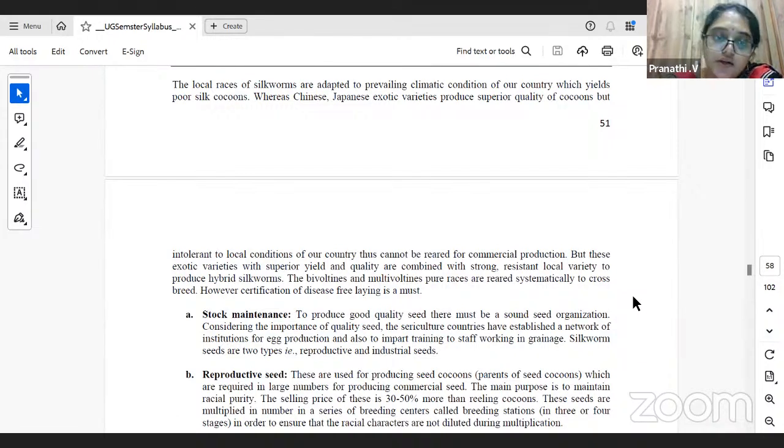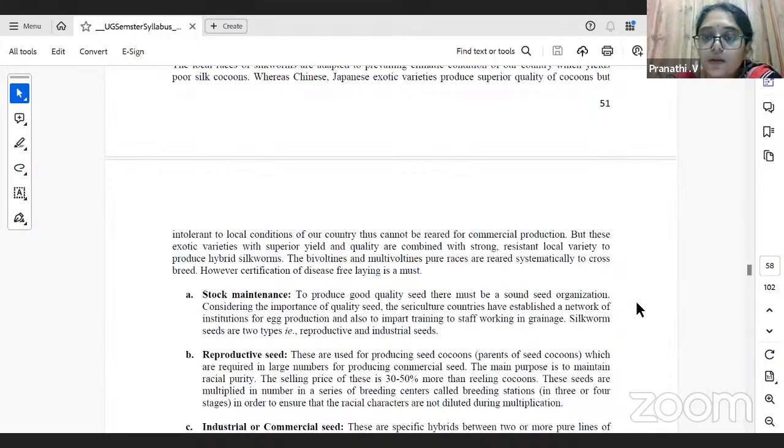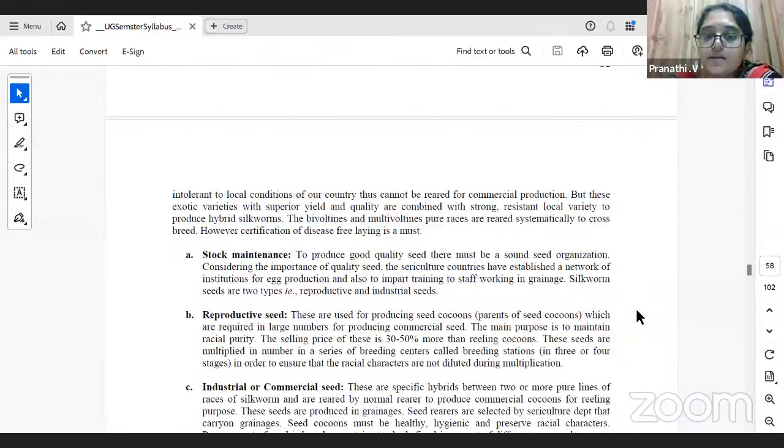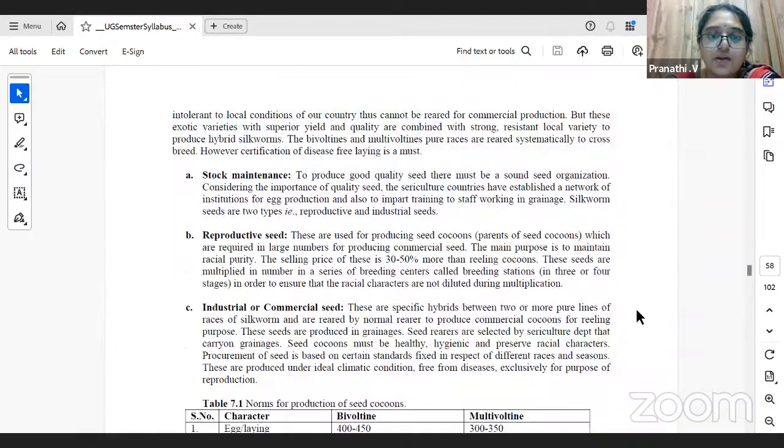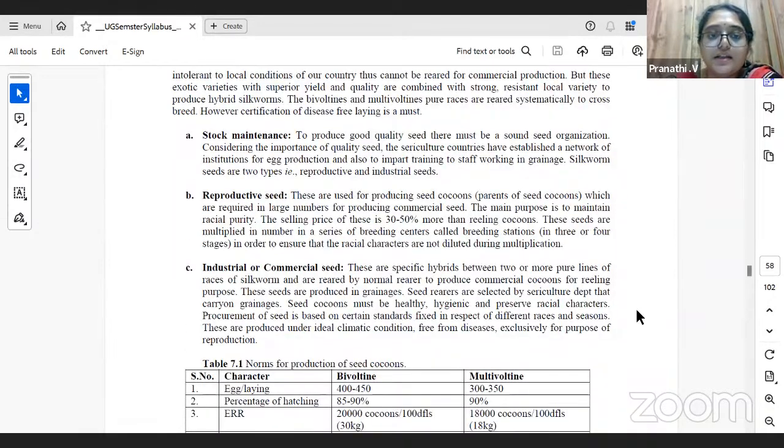But the exotic varieties having a superior yield and quality are going to be combined with the strong, resistant local variety. So you're going to get a hybrid silkworm. So the bivoltine and the multivoltine pure races are going to be reared systematically so that you get a crossbred. So certification of the disease-free laying, that is DFL, is a must do. Now we have to produce or maintain the stock.